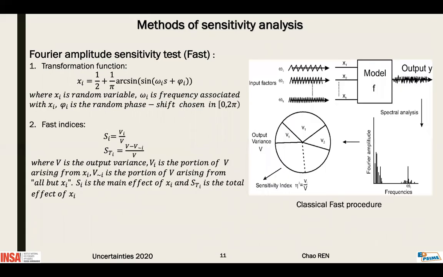The second method is the Fourier amplitude sensitivity test. As shown in the right figure, each input factor is transformed and associated with one special frequency, omega. The transformed factors are the new input for the method. After the method evaluation, the variance of the output can be calculated. The portion of output variance arising from each factor can be evaluated. In addition, the portion of the output variance arising from all but one factor can also be evaluated. Finally, the Fourier amplitude sensitivity test indices S and S total can be calculated with the equations on the right.